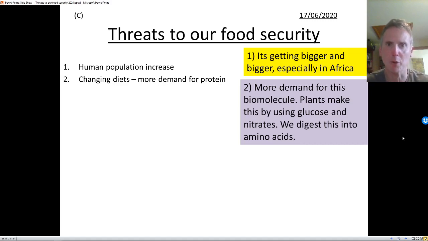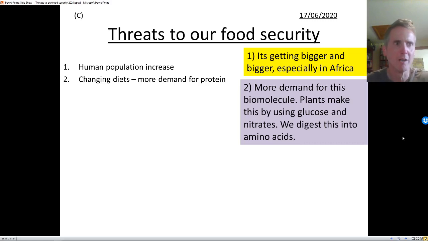There's more demand for protein. As countries get richer, they want protein, generally, on average. There's someone who won't, but on average, the population of China are consuming a lot more protein now than they did 20 years ago because China's got richer, people have more money, and therefore they can afford to buy protein. So there's a bigger demand for protein.